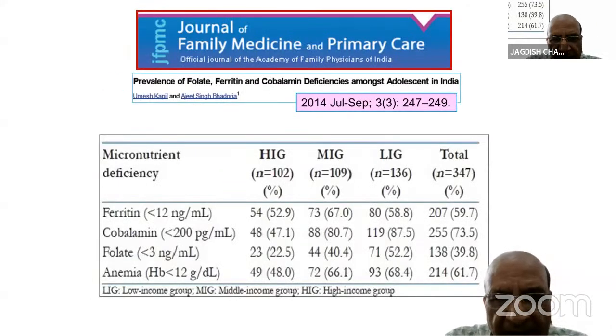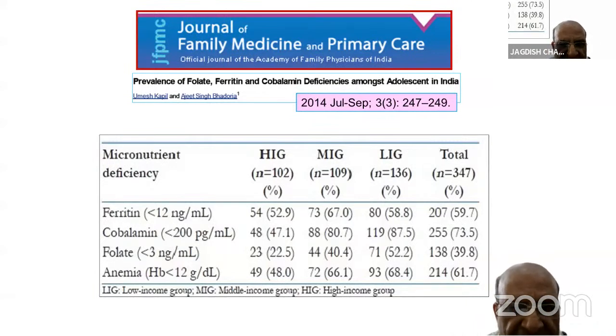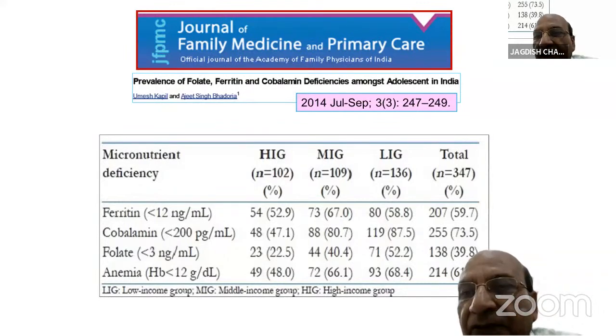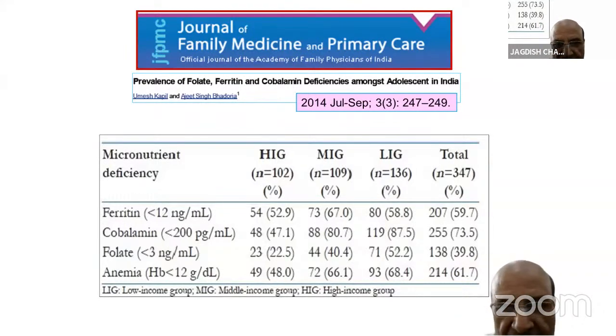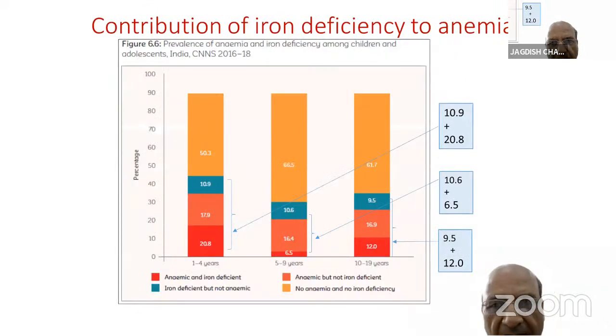This is just to highlight again, in adolescents, you can see the prevalence of iron deficiency measured by ferritin assay of less than 12 nanogram per ml. You can see in the high income group, middle income group, and low income group, across all classes, we have very high prevalence of iron deficiency.